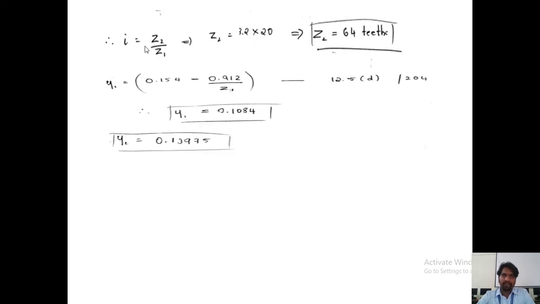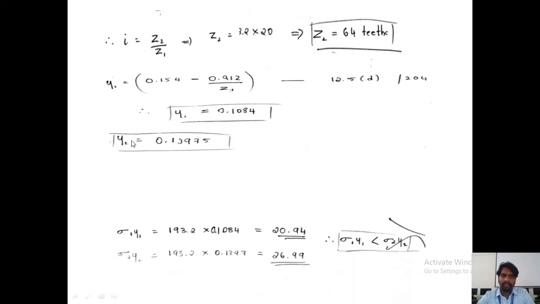So we know that the velocity ratio i is equal to Z2 by Z1. The velocity ratio is given as 3.2. So Z2 is equal to i into Z1, where Z1 is known, 20. Z1 into i, we get Z2, Z2 is equal to 64 teeth. Next we can calculate the Lewis form factor Y1. To get Y1, we take Z1, and for Y2, we take Z2. So we got Y1 and Y2, the Lewis form factor for the pinion and the gear.